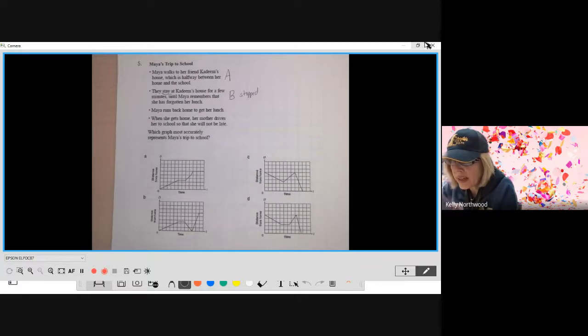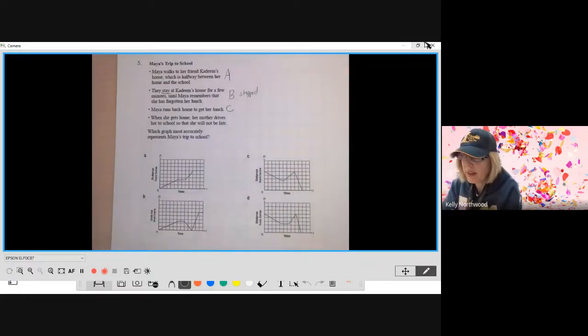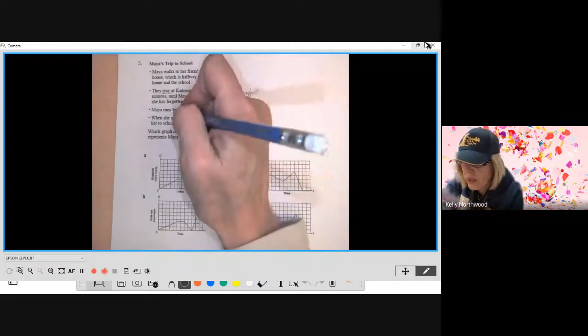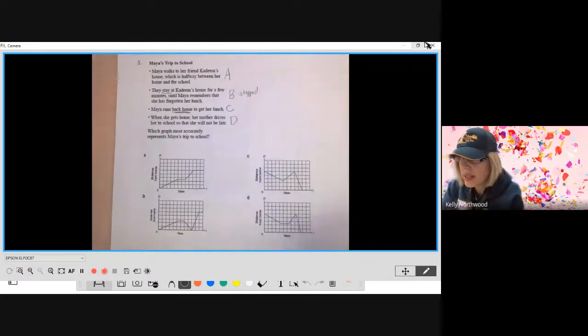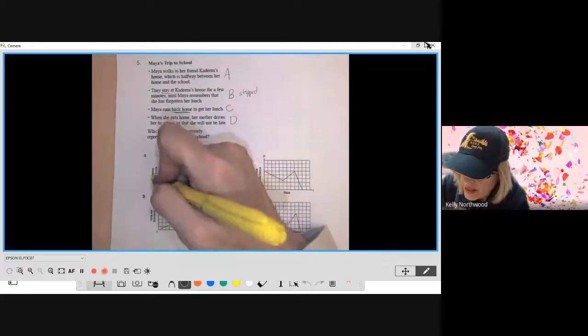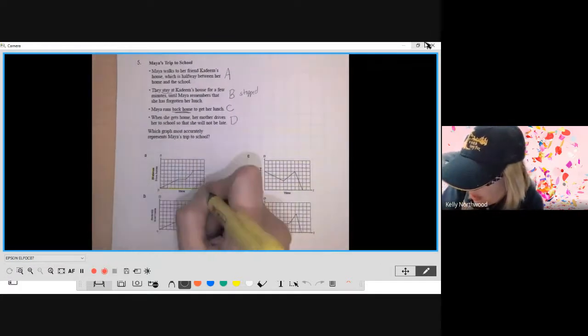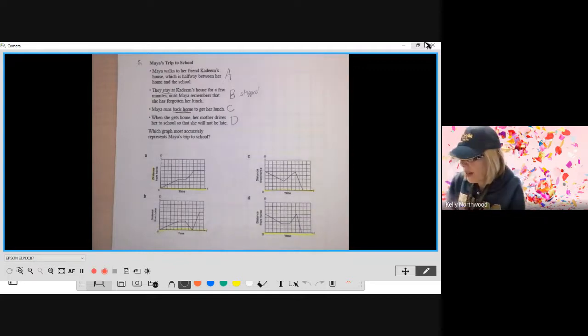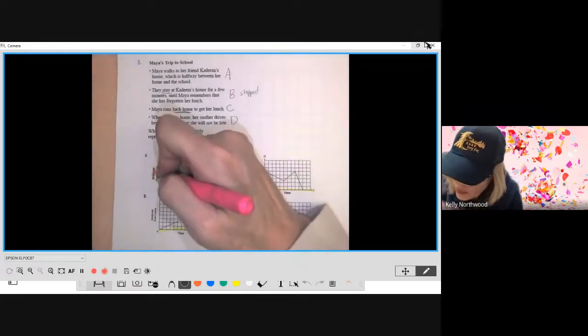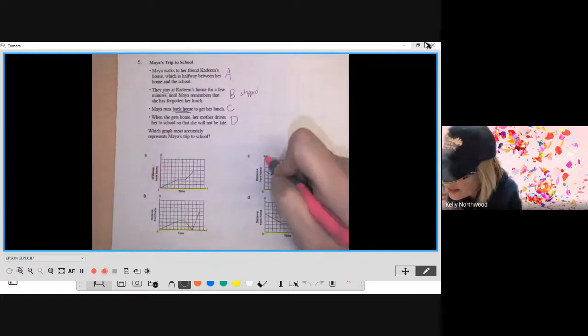Maya runs back home to get her lunch. So this is going to be part C of the graph. She's going back towards home. When she gets home, her mother drives her to school so that she will not be late. This is part D. So there should be 4 parts to the graph. And then let's look at our graphs and see which one makes the most sense. So this is time in each of the graphs. And this is her distance from home in each of the graphs.